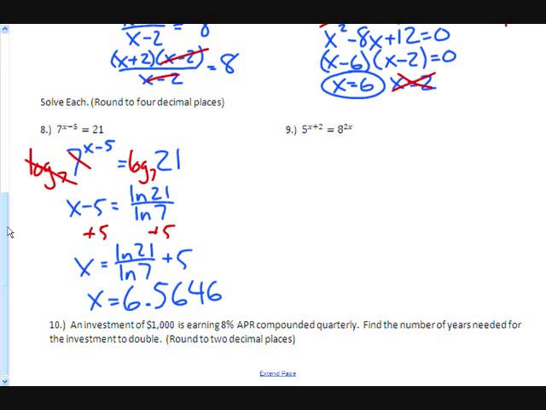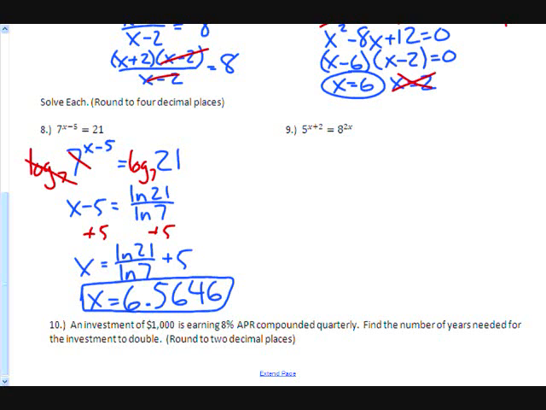If I look at the next one, circle that answer. The next one's a little bit tricky because now I have two exponential parts of this function, and I can't isolate them. I mean, they're both isolated individually, but I can't use one or the other.